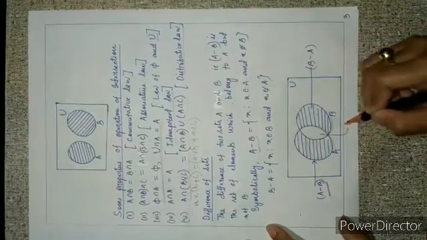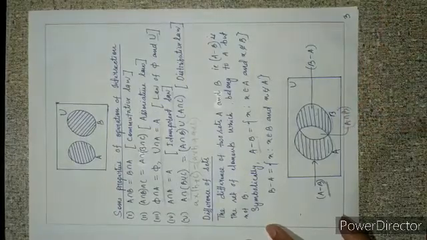And the middle region is denoted by A intersection B.